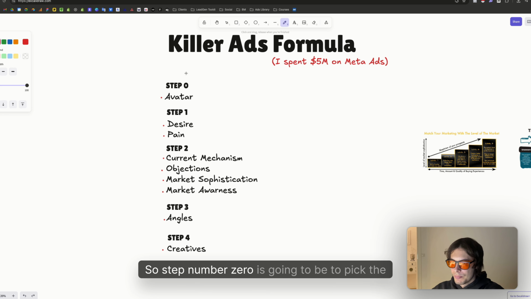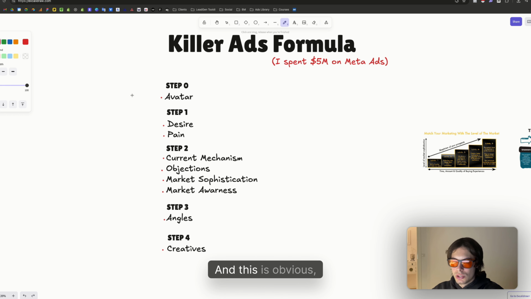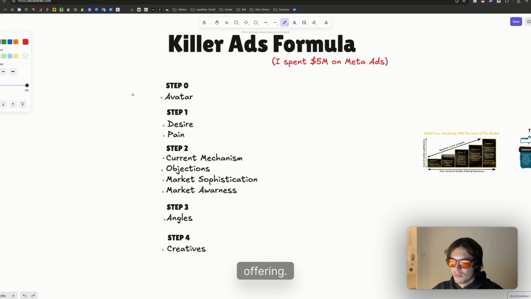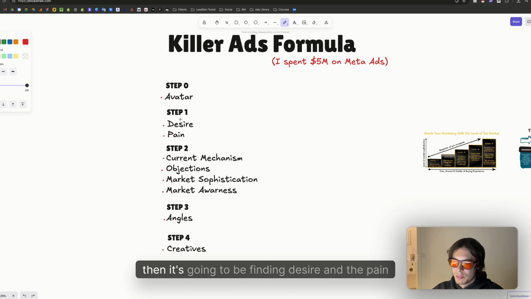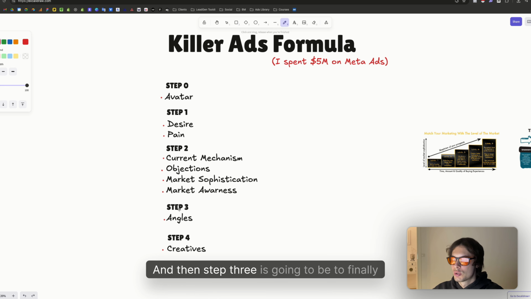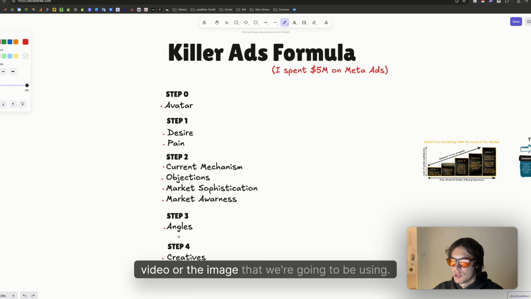So step number 0 is gonna be to pick the avatar. And this is obvious, you just have to pick who you're gonna sell it to based on the product or the service that you're offering. Step number 1 then is gonna be finding desire and the pain point, essentially, of your avatar, of your audience. And then based on those desired pain points, then you need to go to step number 2, which is analyzing the current mechanism, the objection, the marketing sophistication, the marketing awareness. And then step 3 is going to be to finally create those angles, so the copywriting. And then step 4 to make the creative, so the video or the image that we're gonna be using.